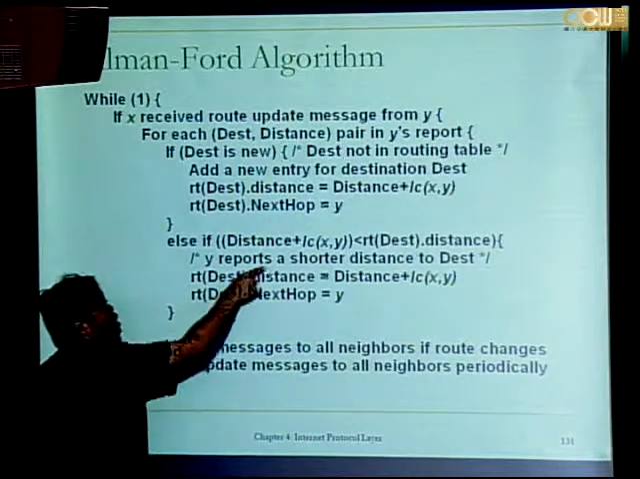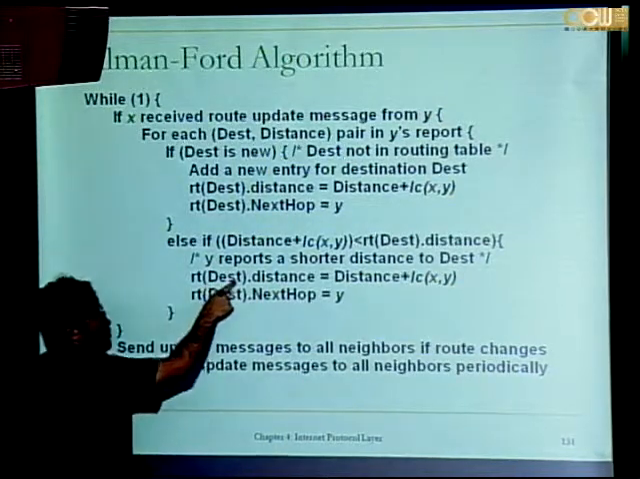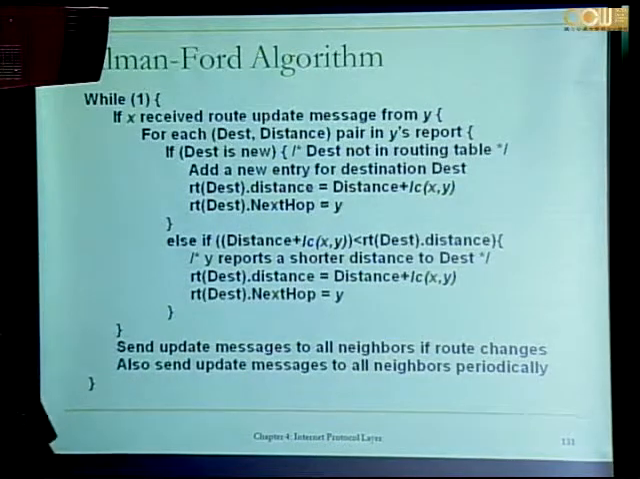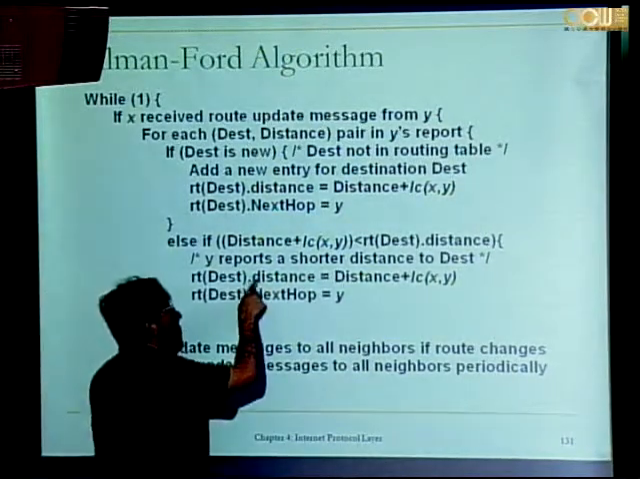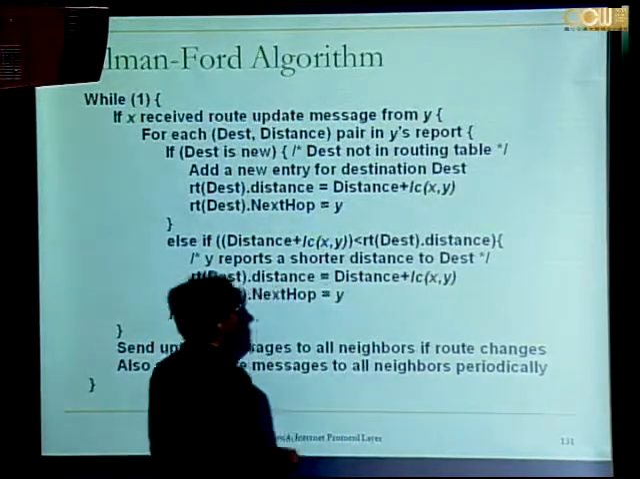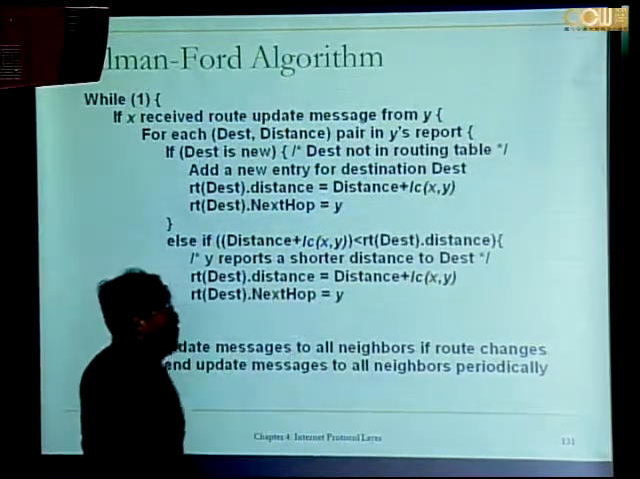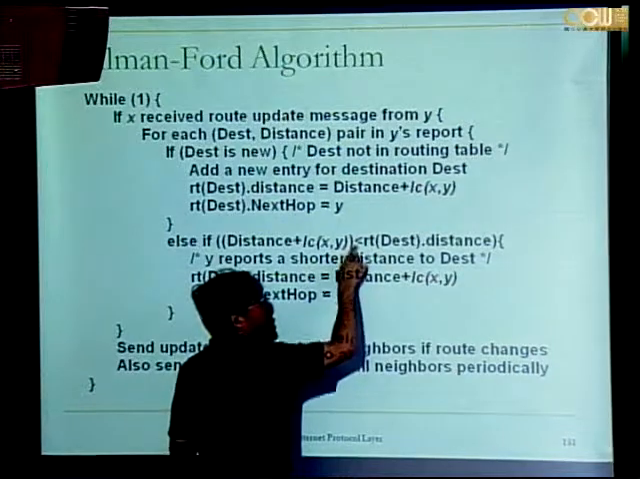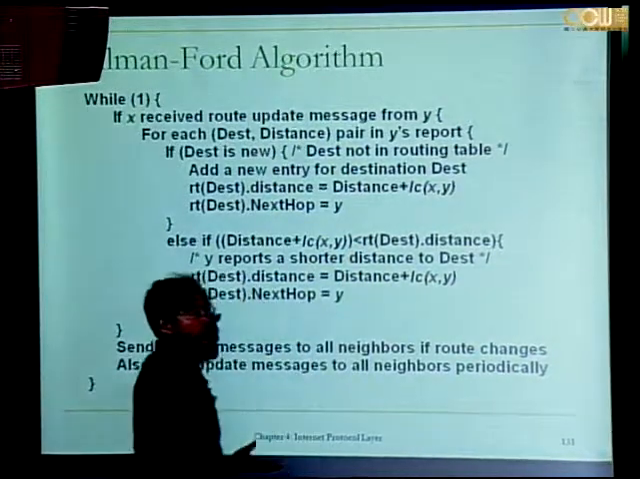Oh, I wrote it here. Okay, so then what do I do? I switch. So then I change. The distance should be the shorter one, and the next hop should be my neighbor. I change it. If it's larger or the same, then I don't change.